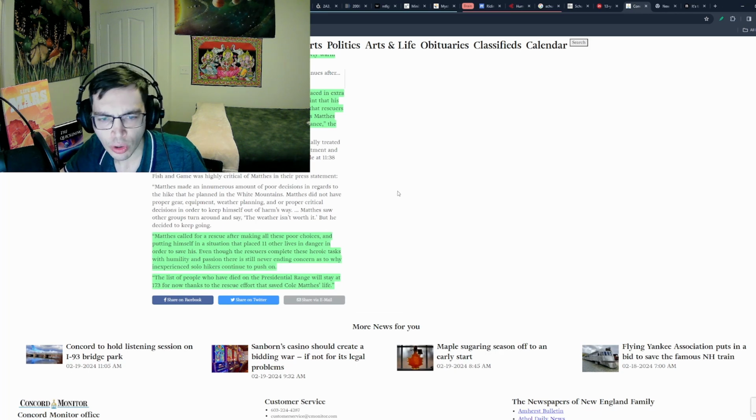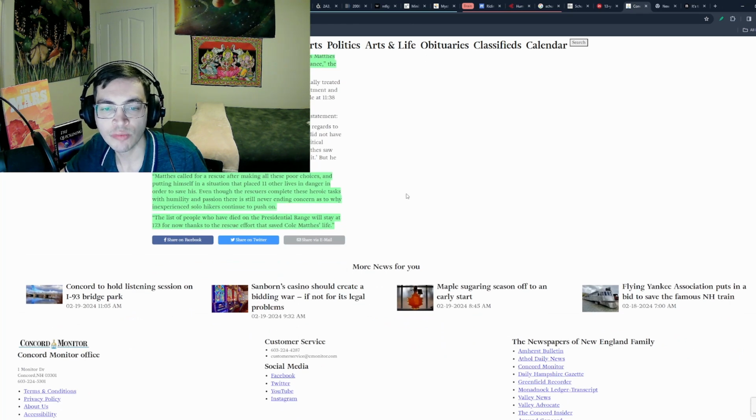The victim called for rescue after making all of these poor choices and putting himself in a situation that placed 11 other lives in danger in order to save him. Even though the rescuers completed these heroic tasks with humility and passion, there's still never-ending concern as to why inexperienced solo hikers continue to push on. The list of people who have died at the Presidential Range will stay at 173 for now, thanks to the rescue efforts that saved the victim.